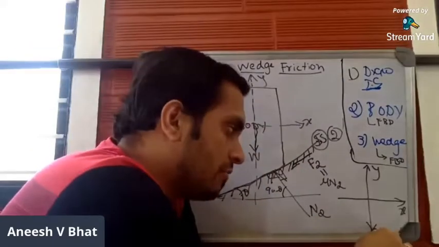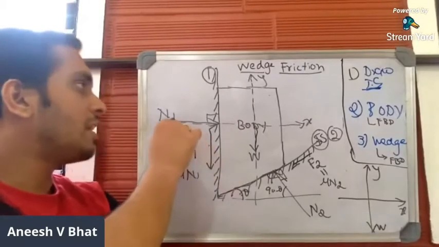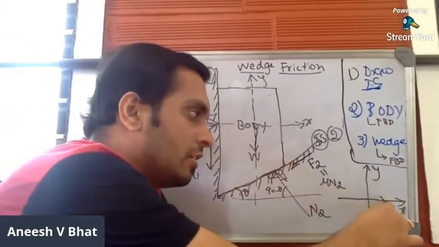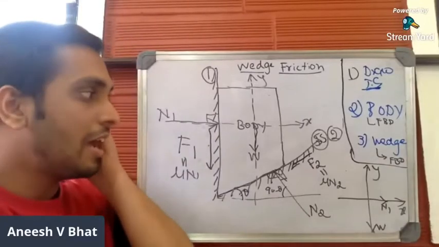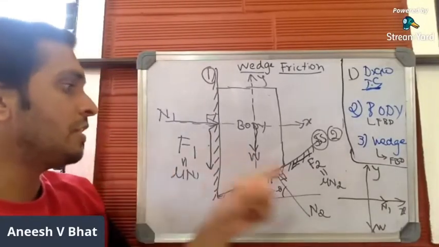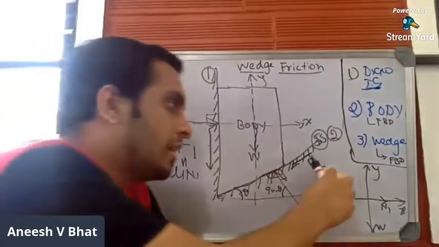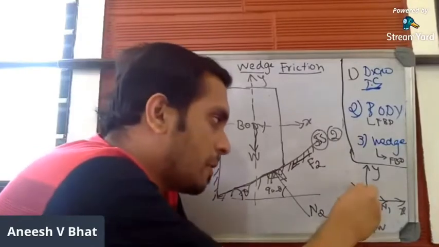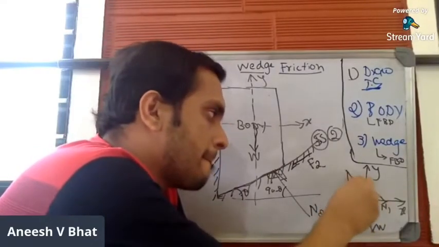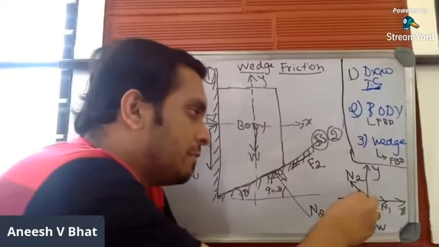Self-weight, I can draw self-weight here. Done. Now, normal reaction N1 can be drawn here, is it not? N1 can be drawn here, right? And normal reaction N2 can be drawn in which quadrant? In second quadrant. Normal reaction N2 can be drawn in second quadrant here. So we are done with N1 and N2. So this angle will be 90 minus theta.